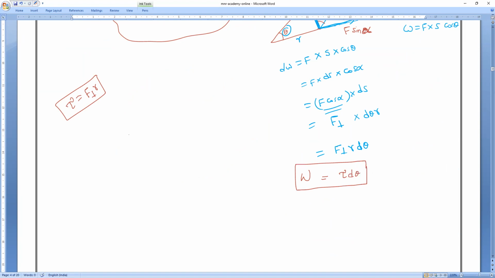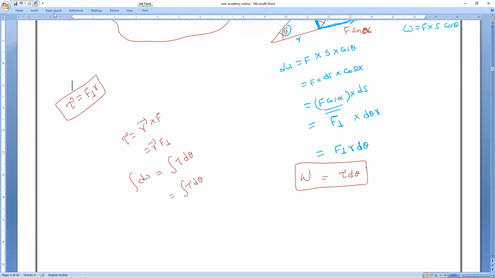Or else you can say tau is equal to r into F, and r into F means F perpendicular. Clear everybody? So you can apply integration on both sides: work done is equal to integration of tau d theta. If I apply integration to dw, integration of dw is W.